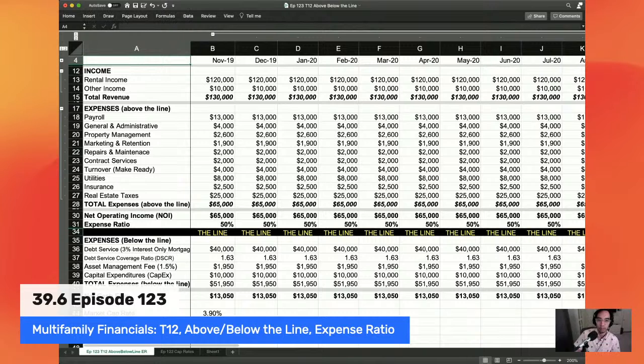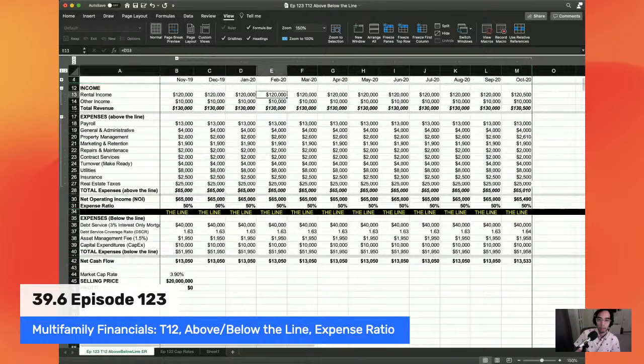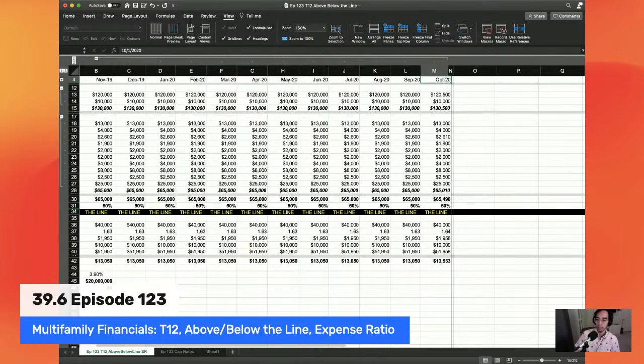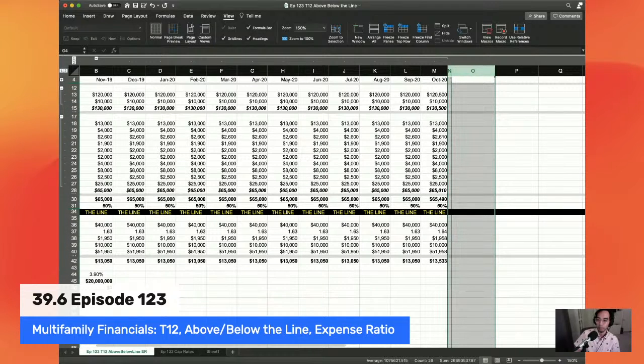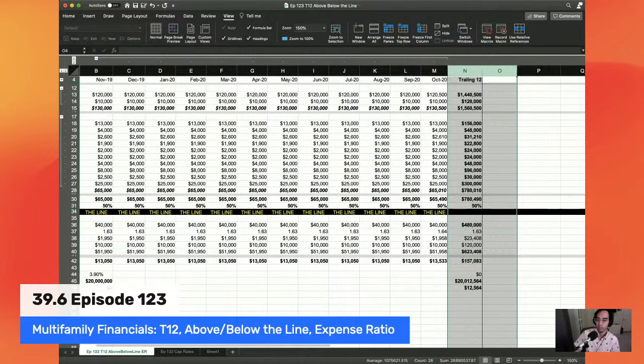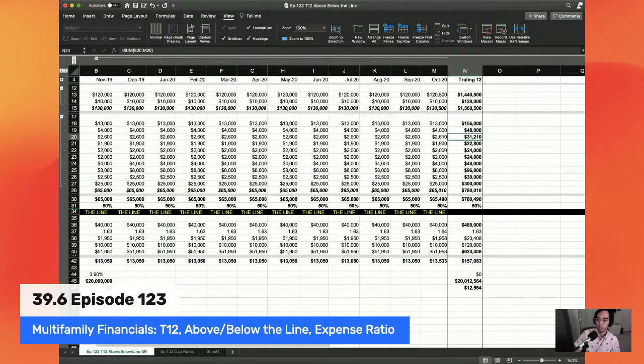Okay, and in this example, I made it really simple. What I did was I just took every single amount and I just made that the same for every single month from beginning to end, as if there are absolutely no changes. November all the way through October, no changes. So everything is exactly the same. Okay, and then at the end, if I unhide that column, we have the total, okay? And in this total, we're going to get the trailing 12.